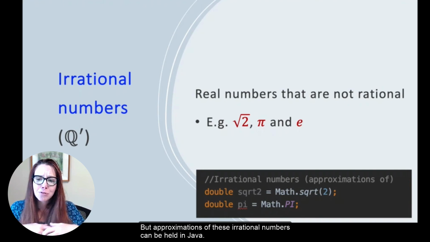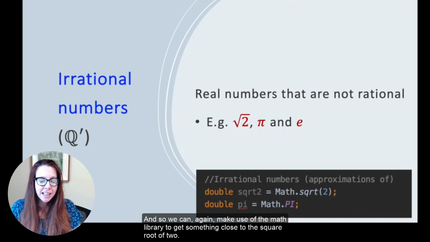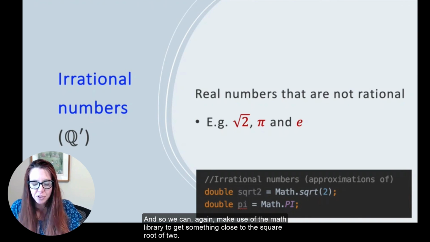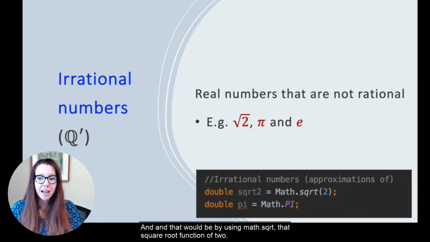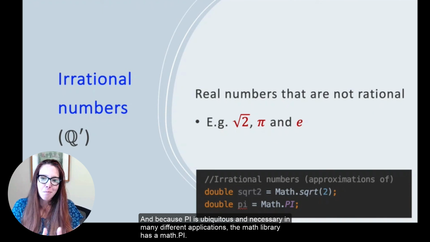But approximations of these irrational numbers can be held in Java. And so we can, again, make use of the math library to get something close to the square root of 2. And that would be by using Math.sqrt, that square root function of 2. And because pi is ubiquitous and necessary in many different applications, the math library has a Math.PI.